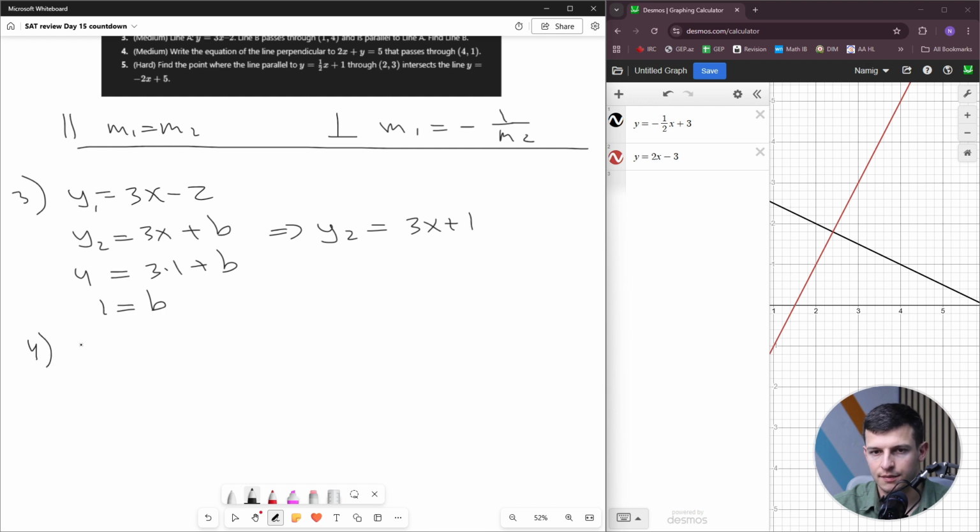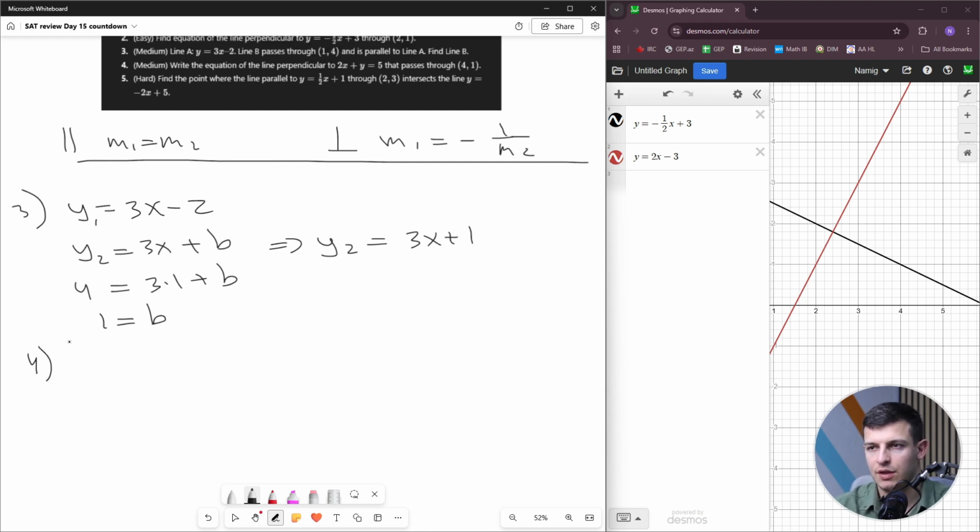Question 4 says, write the equation of the line perpendicular to 2x plus y equals 5 that passes through (4, 1). Again, rinse and repeat, same stuff. 2x plus y equals 5. If that looks confusing to you for some reason, you can rearrange it so it looks like y equals mx plus b. So, y equals negative 2x plus 5. Our slope is negative 2.